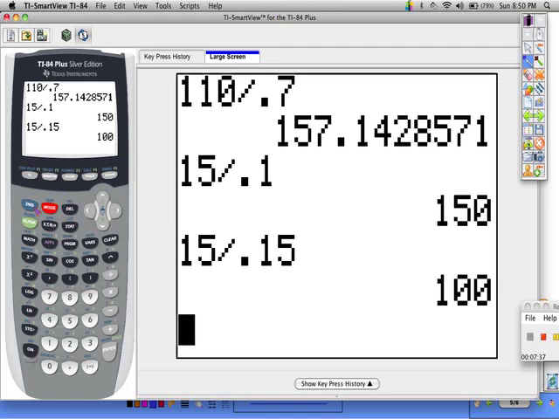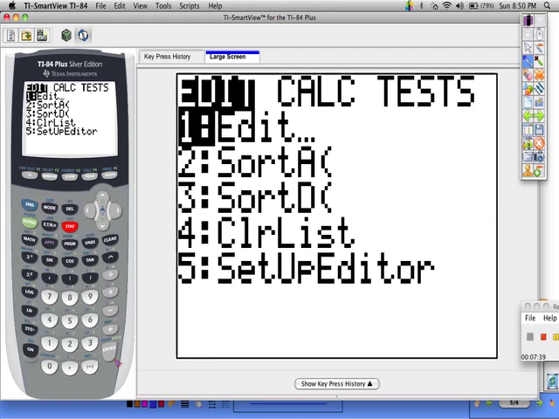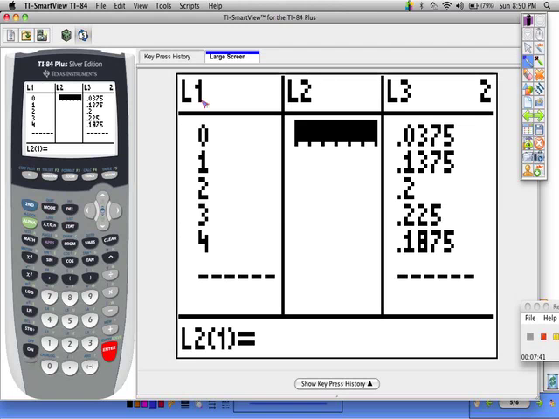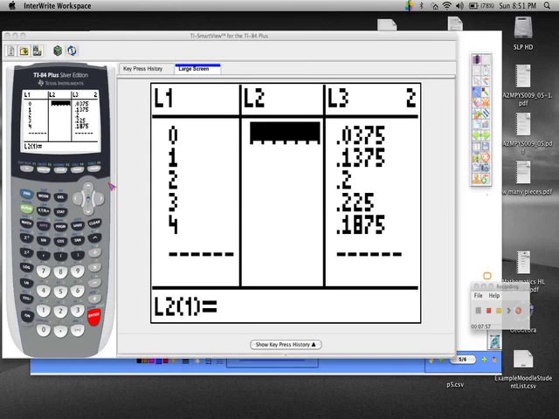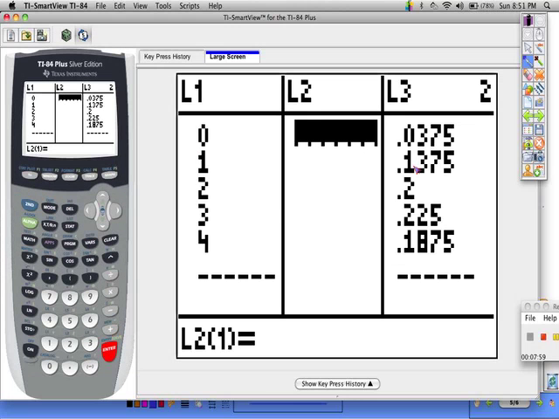Now what I'm going to do is I'm going to go into my list editor, and into L1 I put these x values 0 through 4. List 3 is the probability that goes along with each of these. I took 3 divided by 80, 11 divided by 80. So the probability that we get one error experimentally is 0.1375.